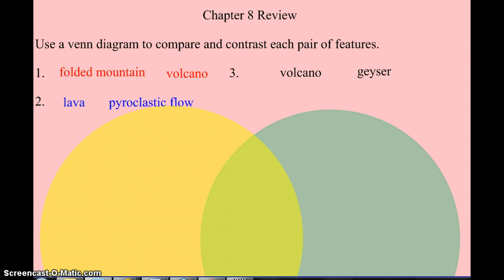So think about that. And then you think about lava and a pyroclastic flow. What do they have in common? What are their differences? And then a volcano and a geyser. Talk about what they have in common right here in the middle, and maybe think about some things that make them different on the outside.